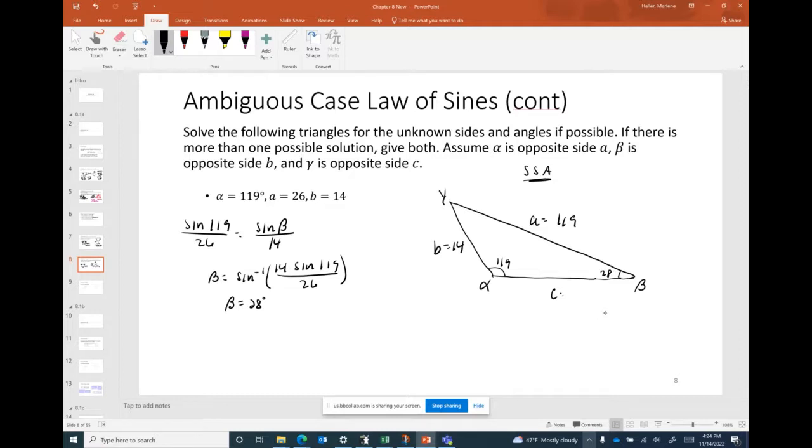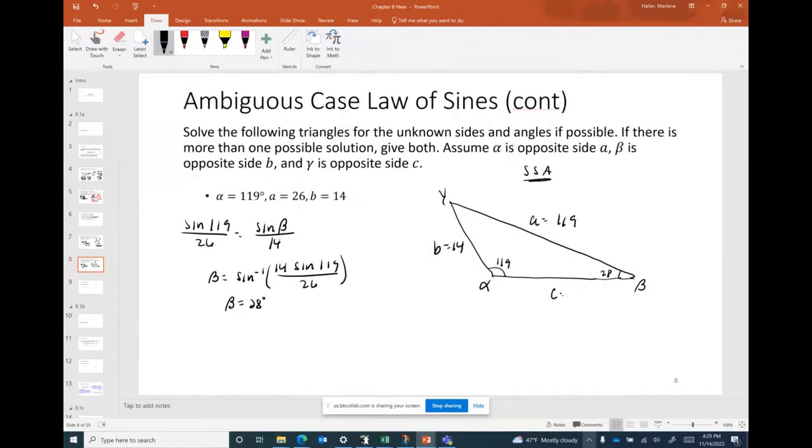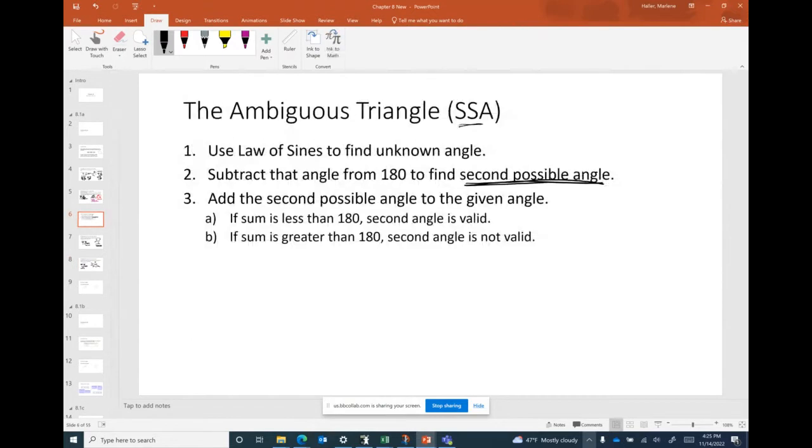Now I can find beta sub 1. Is there going to be a beta sub 2, though? We'll go back to our rule. I found that unknown angle, now I have to subtract it from 180. The unknown angle is 28 degrees, so 180 minus 28 is 152. I subtract that found angle from 180, and that's my second possible angle.